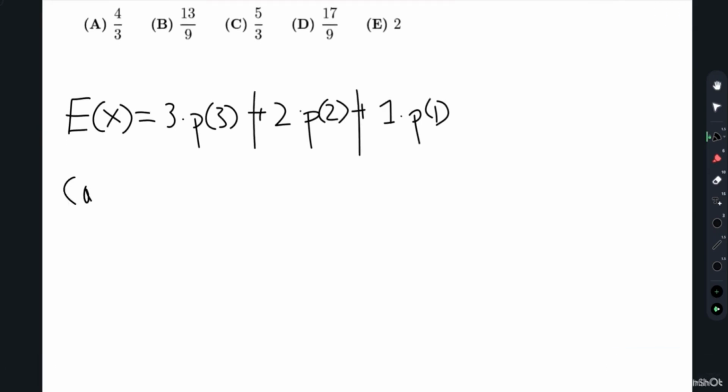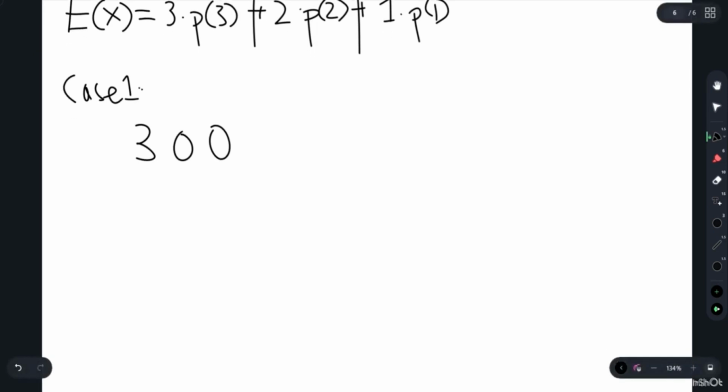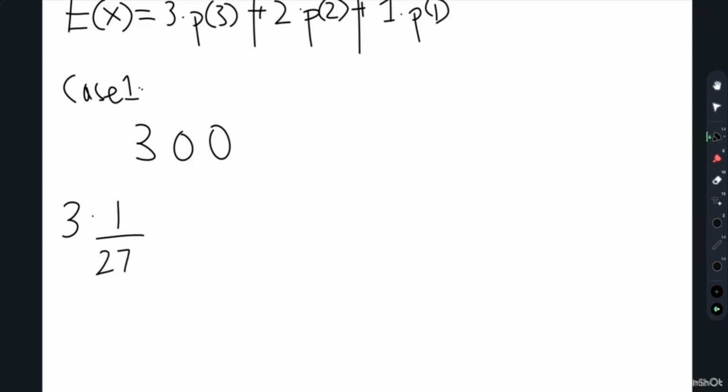So case 1, 3 is the maximum. Then our jars should look like 3, 0, 0, where 3 represents how many coins are in that jar. So there are 3 ways to choose which jar has 3 coins in it. And out of there, we have 1 over 27 ways to put the coins in.